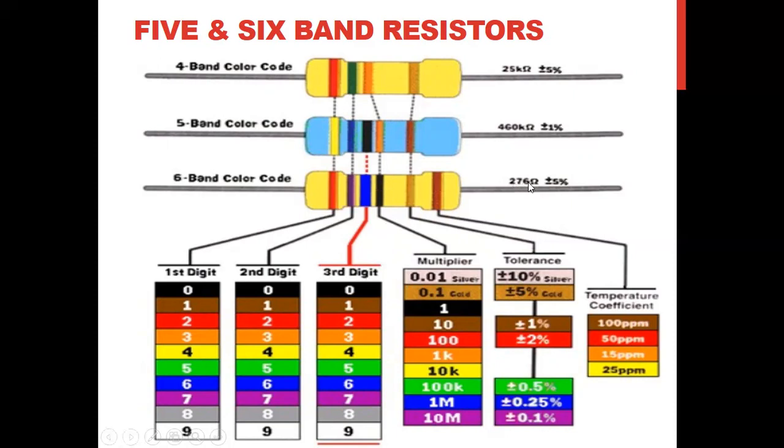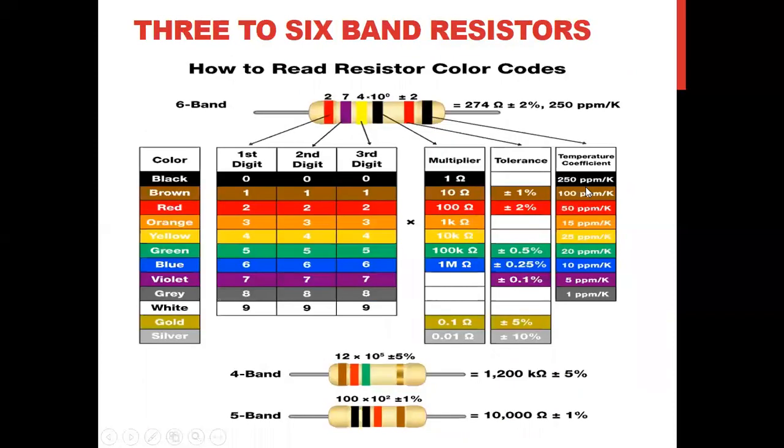So 276 ohm. This one is gold. Gold is the multiplier, and this one is the temperature coefficient. This is brown. Brown is 100 ppm. So we can write here, comma, 100 ppm. Okay. So again, some more examples.